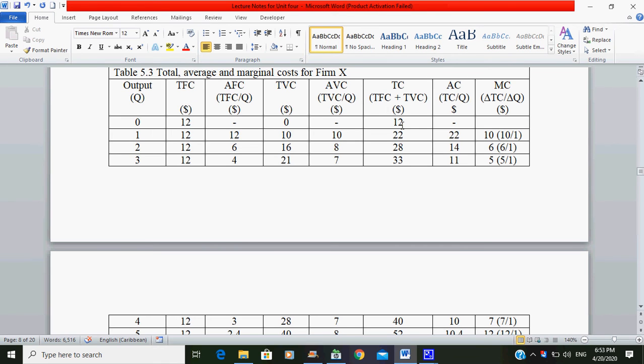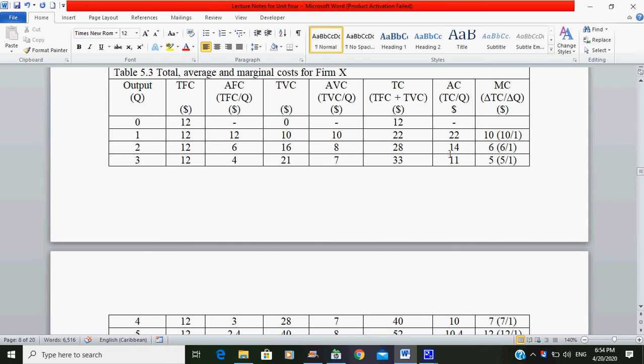The two quantities in this case. Alright. So between 12 to 10, 22 is 10, right? 22 to 28 is 6. 28 to 33 is what? 5. 33 to 40 is 7. That's how you get it.